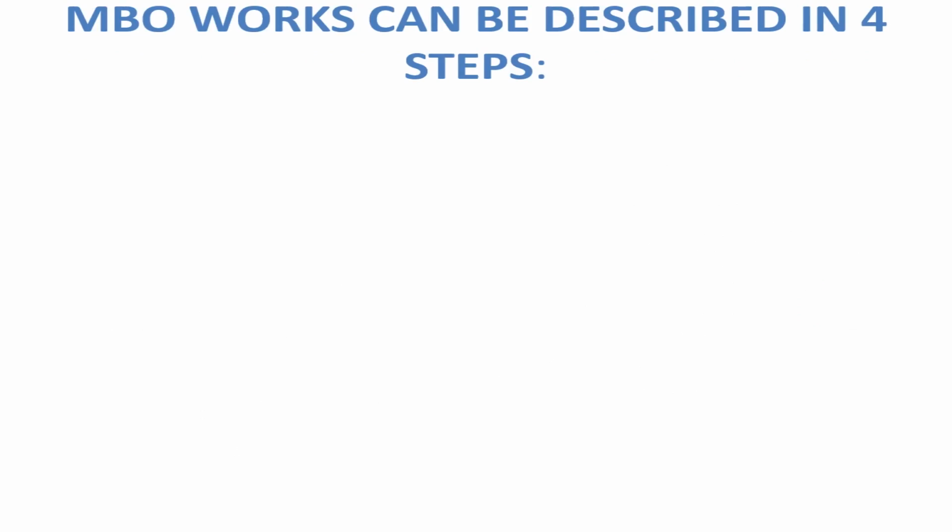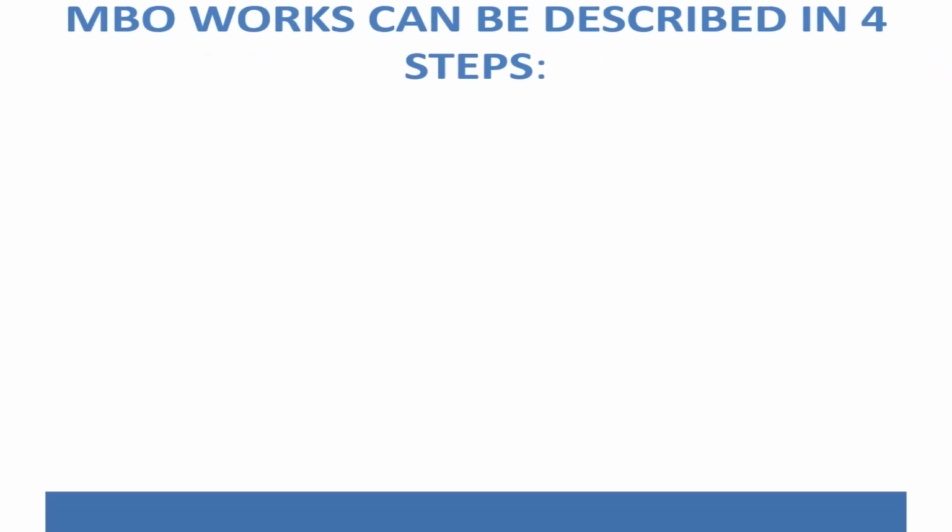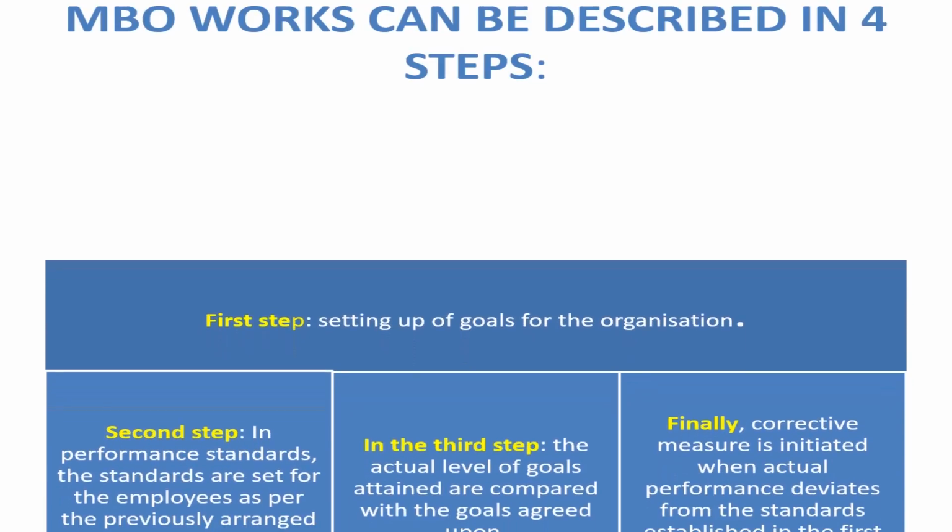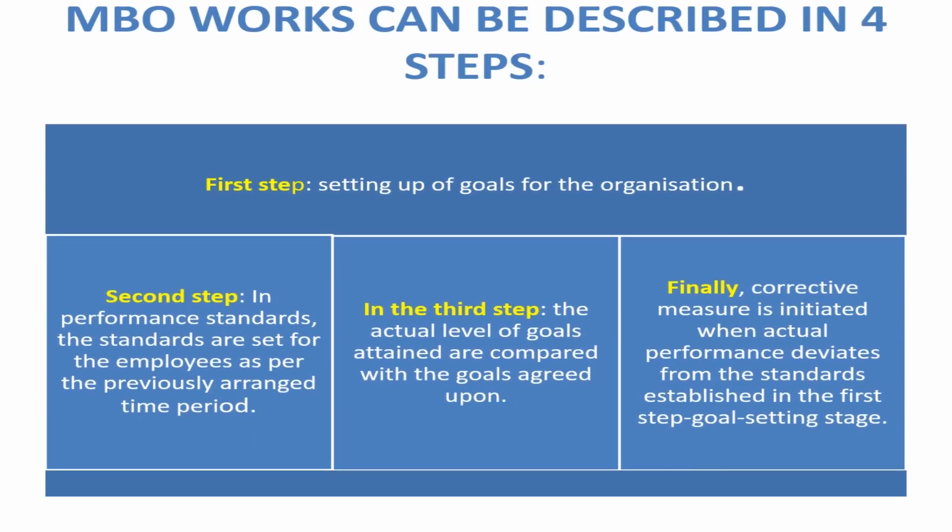MBO works can be described in 4 steps. First step: setting up of goals for the organization. Second step: in performance standards, the standards are set for the employees as per the previously arranged time period. In the third step, the actual level of goals attained is compared with the goals agreed upon. Finally, corrective measure is initiated when actual performance deviates from the standards established in the first step, the goal setting stage.